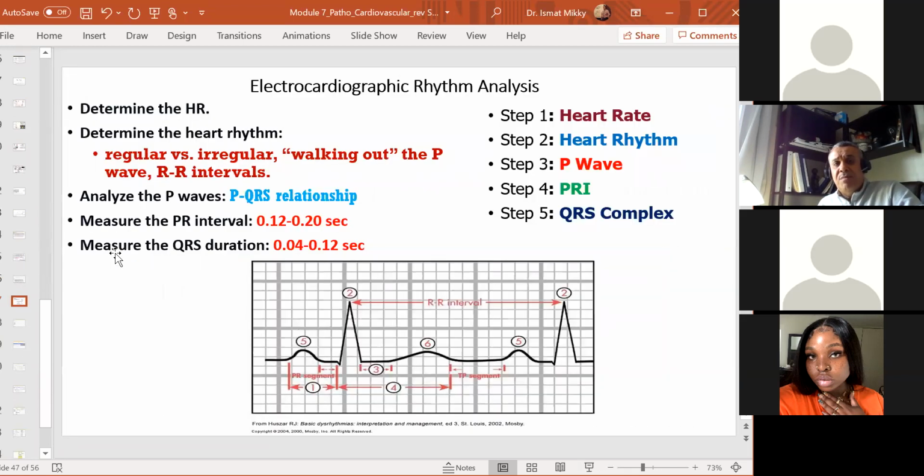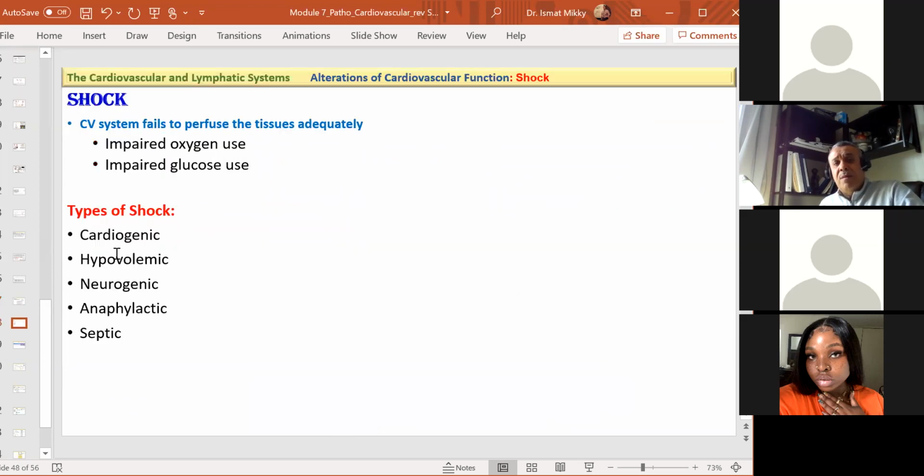These are just methods of how we measure the PR interval and the QRS, and we know the norm. So what are the normal ranges for the PR interval and for the QRS complex or interval? And in the last 10 minutes, we'll try to cover shock, because that's the last content area in today's lecture.